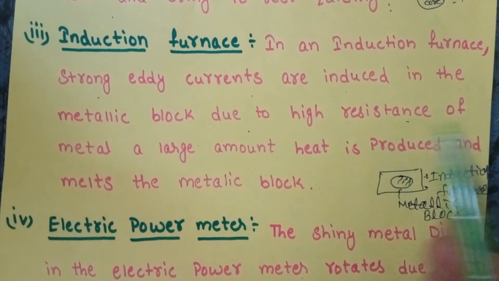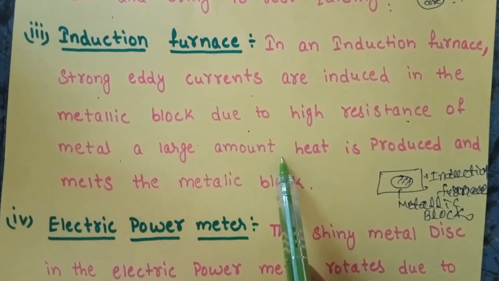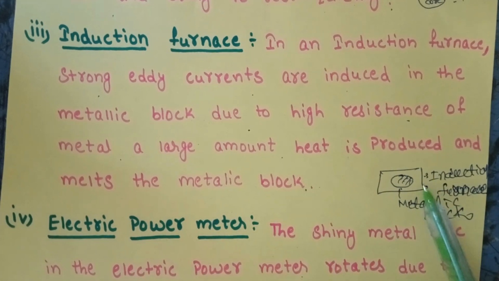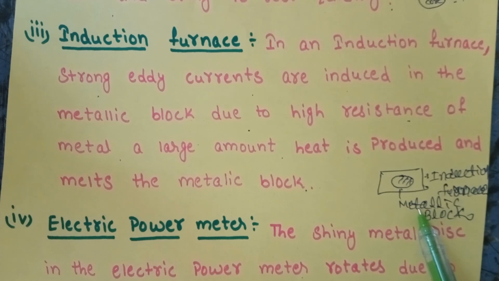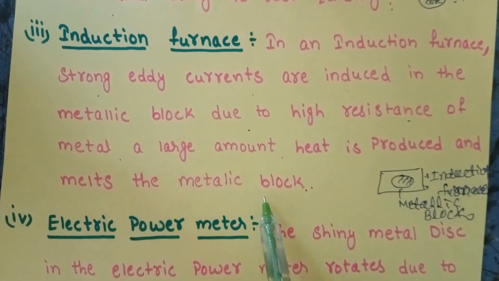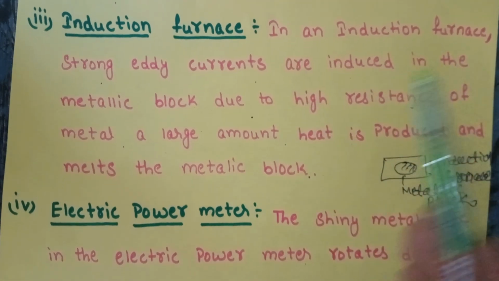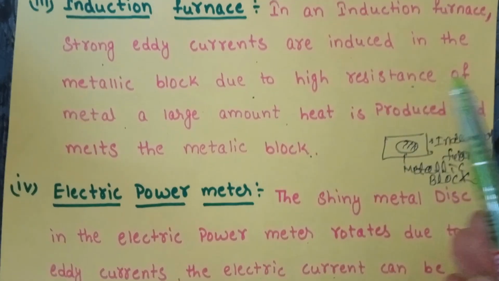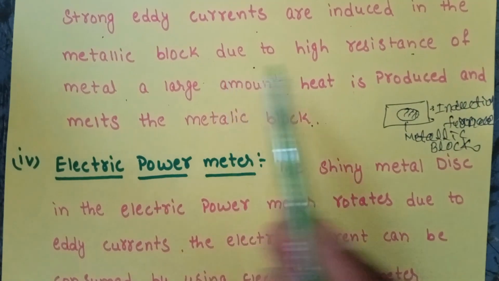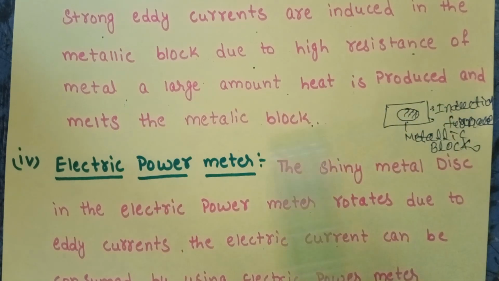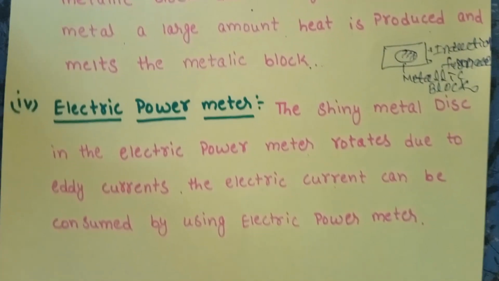Due to the high resistance of the metal, a large amount of heat is produced and melts the metallic block. When the metallic block is melted, automatically the metal melts. So in an induction furnace, strong eddy currents are induced in the metallic block. Due to the high resistance of the metal, a large amount of heat is produced and melts the metallic block.